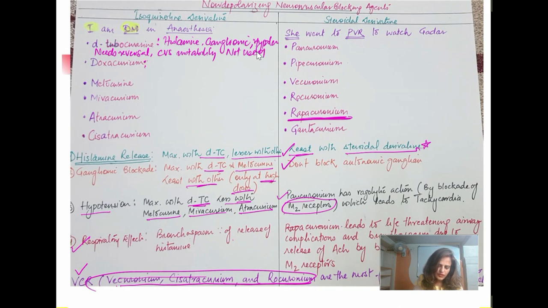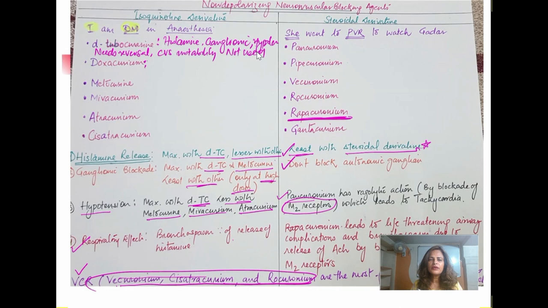Next, coming to doxacurium. The onset of action of doxacurium is very slow. It is the longest acting, the longest duration of action among the peripheral acting non-depolarizing skeletal muscle relaxants. Which has the longest duration of action? Doxacurium. And the slowest onset of action. So wherever you have to perform a prolonged surgery, you can use doxacurium.